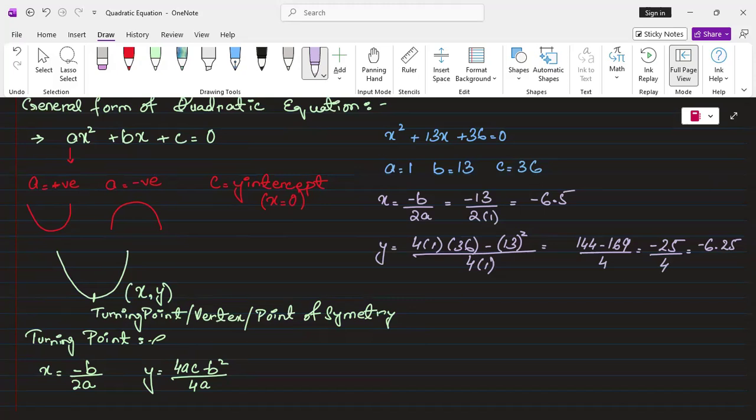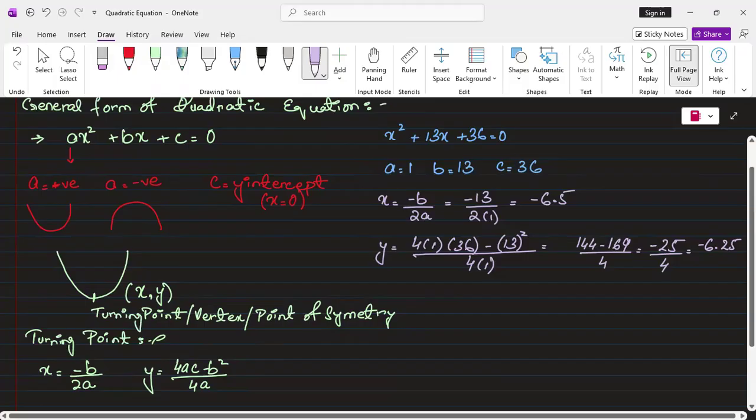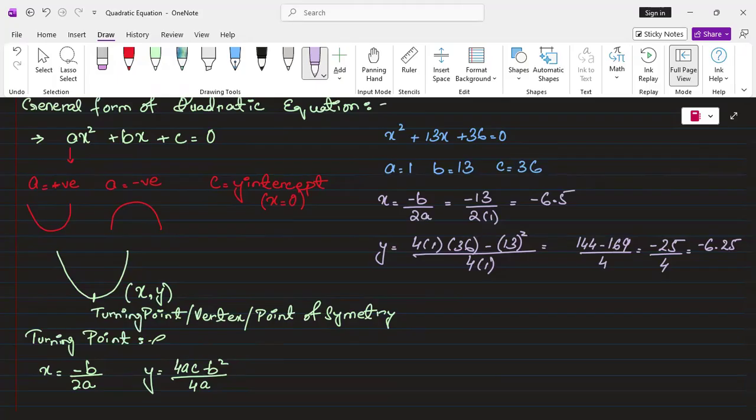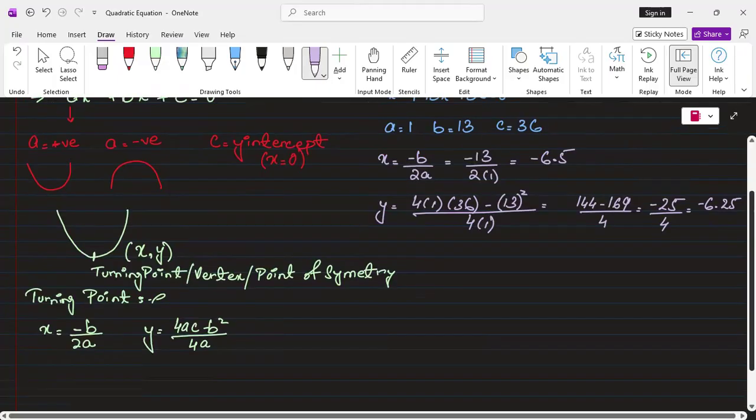No, no. Okay. So now, if the equation is given in the general form and you need to find the turning point of the curve, you can simply find it through this formula: minus b upon 2a for the x coordinate, and for the y coordinate, it's going to be 4ac minus b square upon 4a. One more thing, these formulas are also given in the formula sheet that I shared with you in the last class.